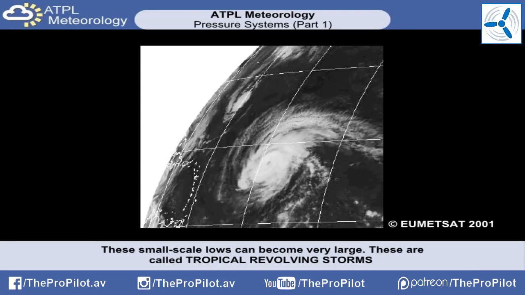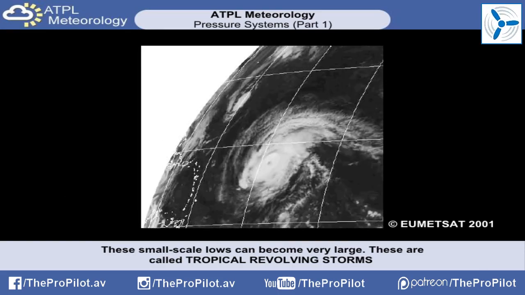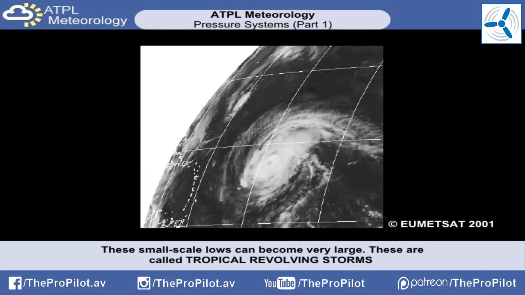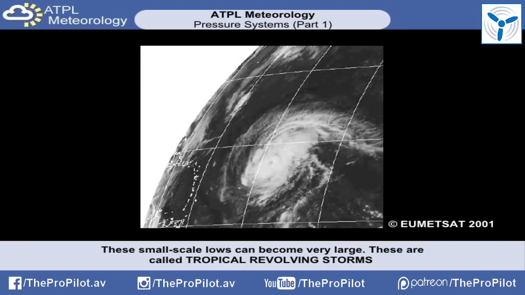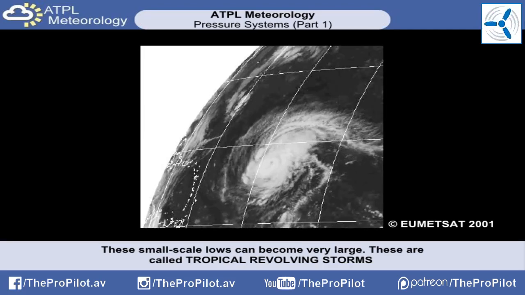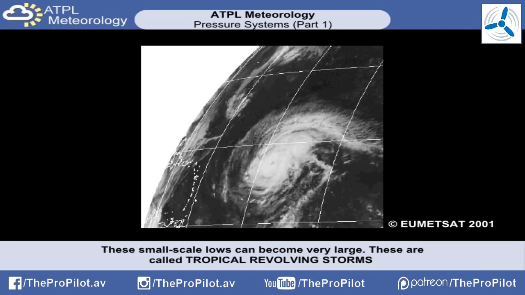Because of their scale, the spin of the Earth becomes important. The winds are deflected as they enter the centre of the depression, causing rotational speeds up to 200 miles per hour. These unique depressions will be discussed much later on.